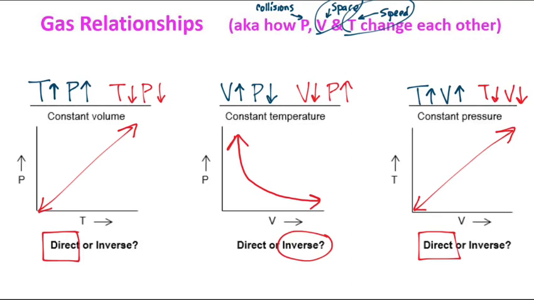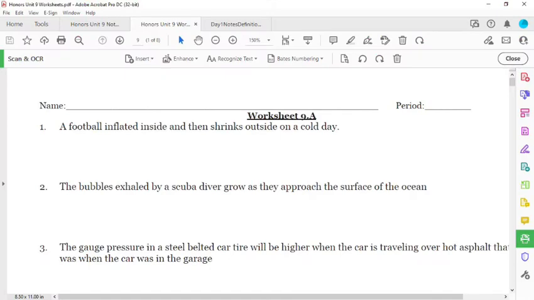So let's go ahead and look at worksheet A together. Here, what I'm asking you to do is interpret each of these situations and label which two variables are changing. Remember, we're always choosing between pressure, volume, and temperature.